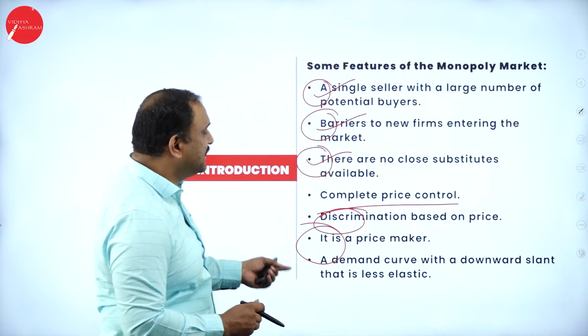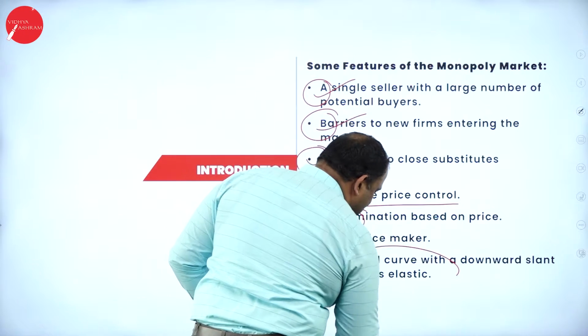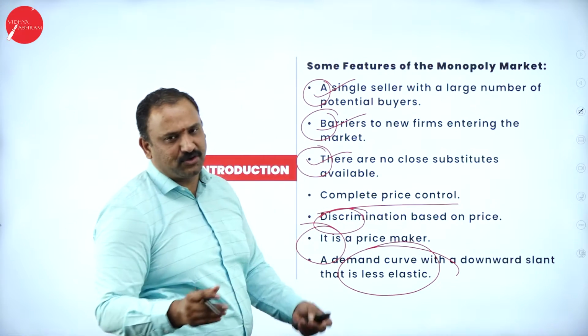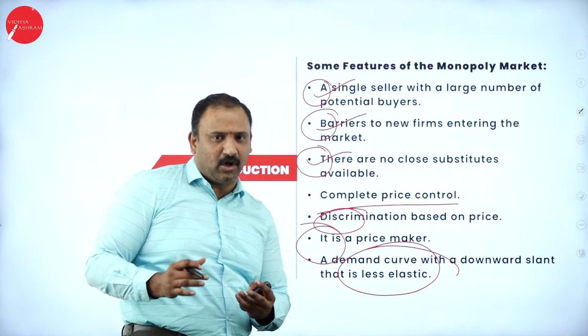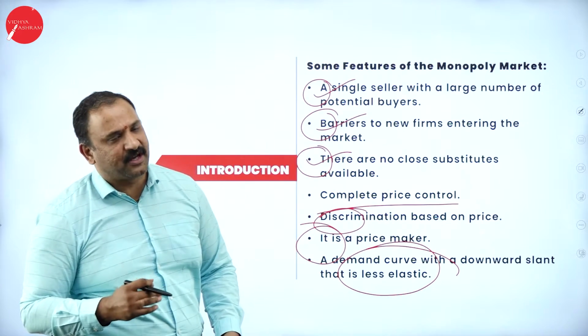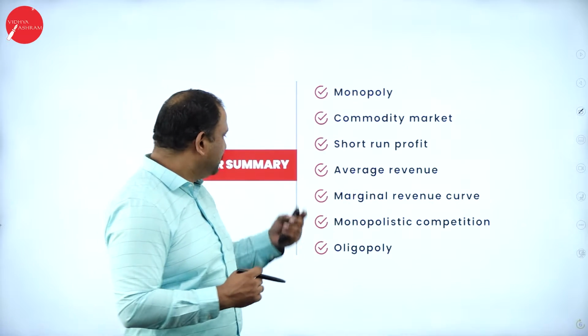Now the next thing is that a demand curve with a downward slant, which is less elastic. So it's not elastic, it's not a flexible thing at all. It is rather a fixed kind of scenario. Followed by the chapter summary.